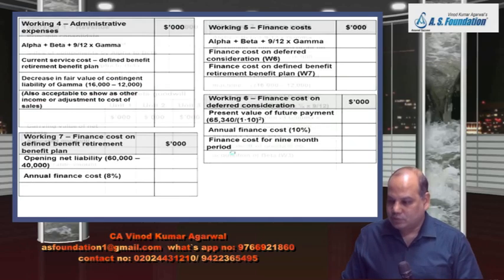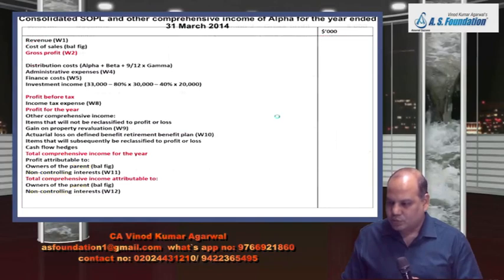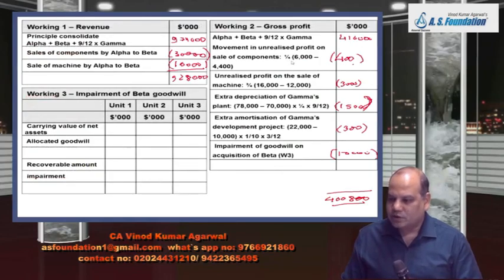Now you will say, what about this gross profit adjustment? This is the sale by parent to subsidiary. This is also sale by parent to subsidiary. Yes, this extra depreciation will affect, but not beta, gamma. And this impairment of goodwill will affect beta, that we have done. So these two items will affect parent's profit. These two items will affect gamma's profit. This will affect beta, that I have done.